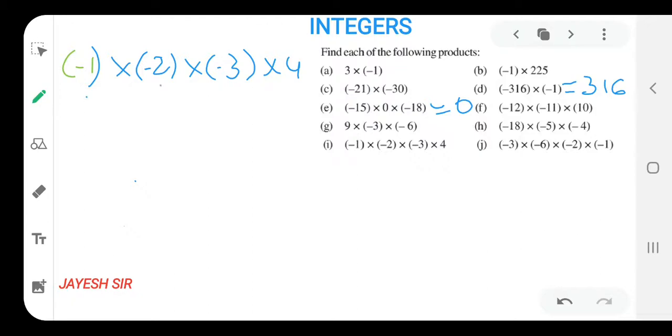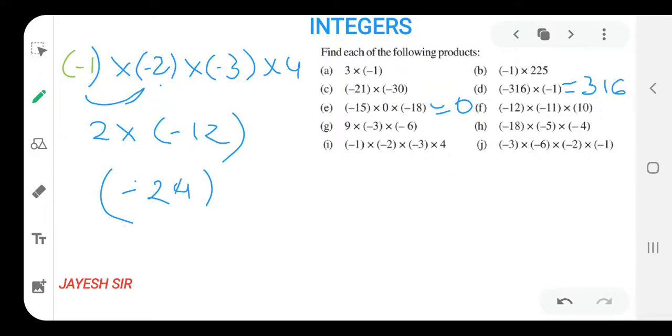Minus 1 into minus 2. First we'll do this. So the answer would be 2. And minus 3 into 4, that means minus 12. Now we know 12 2s are 24. But it is minus 12, so our answer would be minus 24. I hope you all might be getting it.